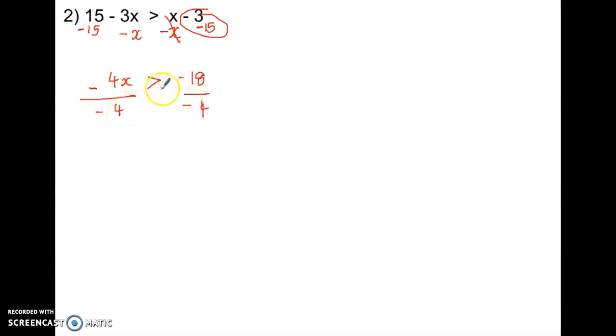Remember, when you divide by a negative number, you have to switch the inequality. The greater than sign becomes less than. Negative 4 will cancel. I will get x less than. They will cancel. I'll get 4.5.